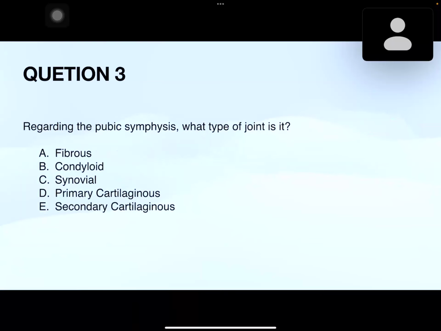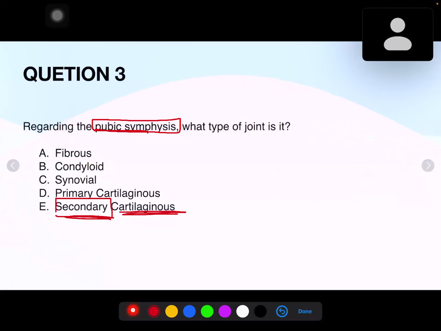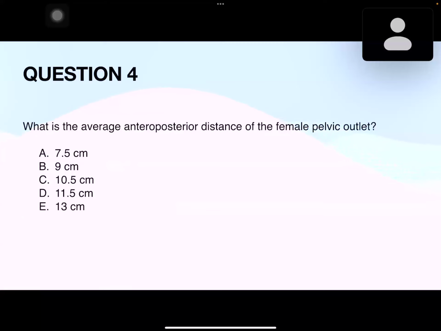Regarding the pubic symphysis, what type of joint is it? We have discussed that the pubic symphysis is a cartilaginous joint. Now, what type? It is a secondary cartilaginous joint. So this is how questions come in the exam. You just have to know the basics. They only ask about basics.